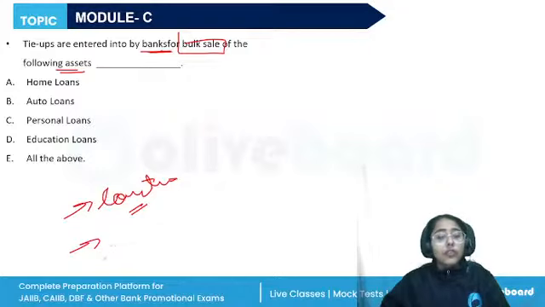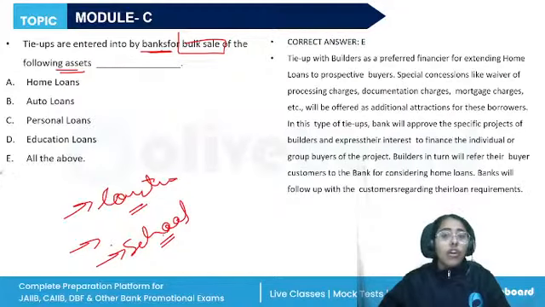In case of personal loans and education loans as well, the schools or the colleges that are organizing any event for the induction of the students, there the banks can set up their kiosks. So the correct answer will be E, all of the above, right?